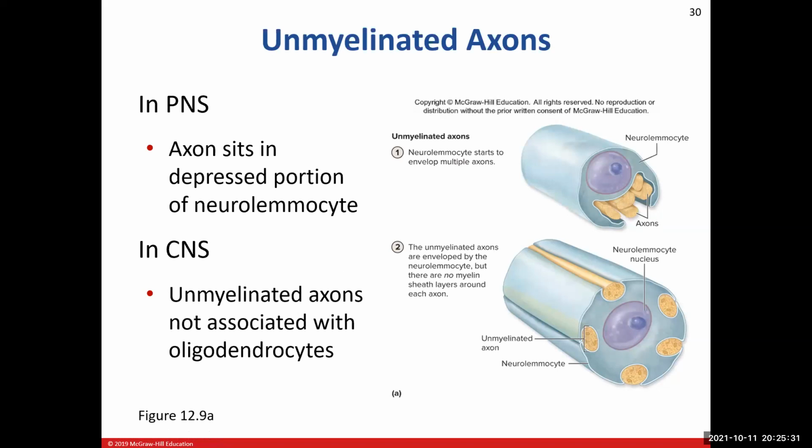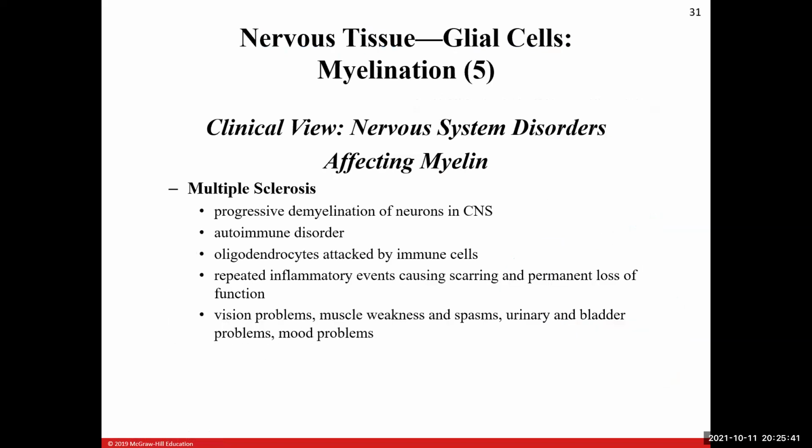And then, sorry, in the central nervous system, you're not going to see oligodendrocytes having anything to do with the unmyelinated axons. Which brings me to, since we're talking about myelination, multiple sclerosis and Guillain-Barré syndrome. One is going to affect the central nervous system, the other one will affect the peripheral.